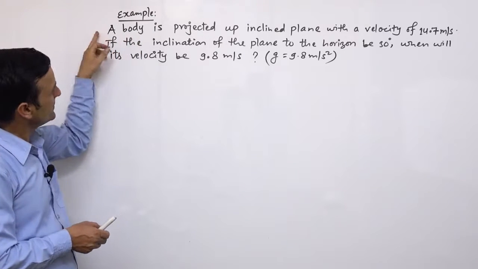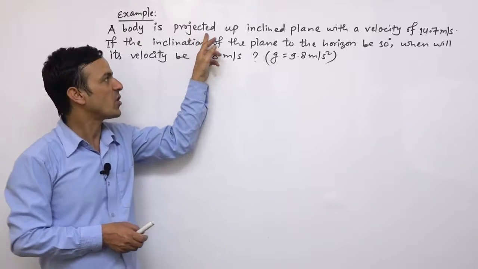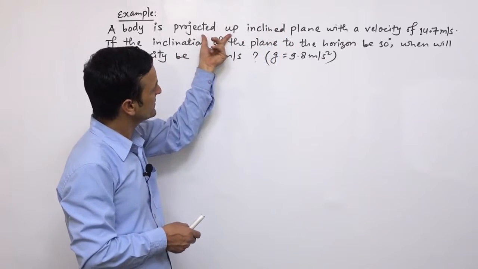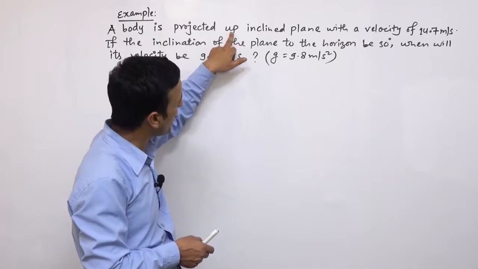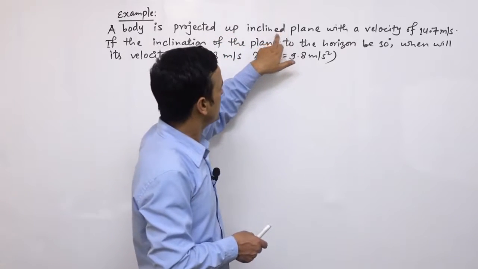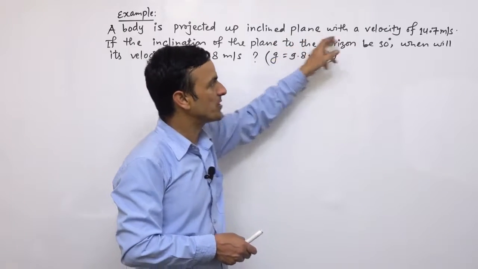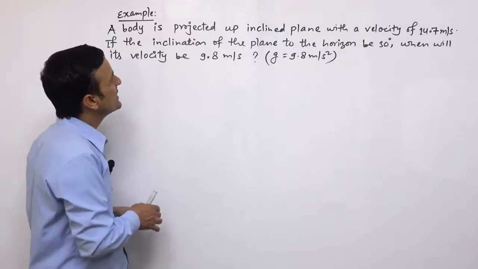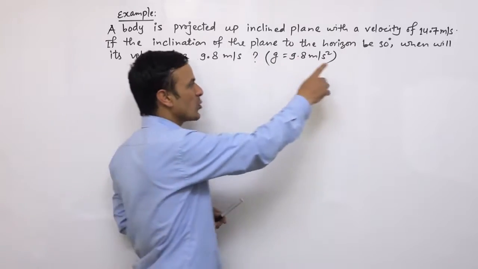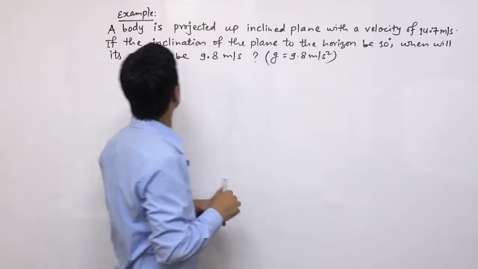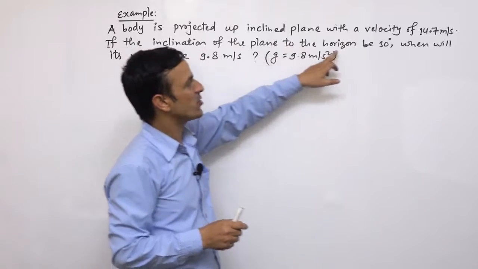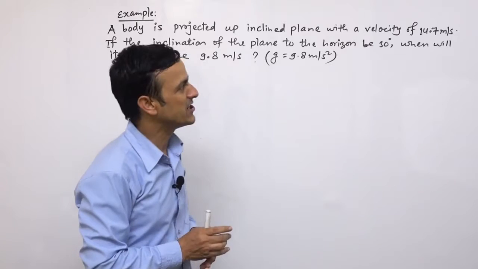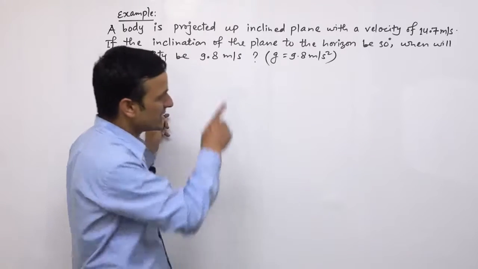So what is given? A body is projected up. It is moving upward according to the question. It is not sliding downward. It is up, and it is based on an inclined plane with a velocity of 14.7 meter per second. So it is the initial velocity, and the inclination of the plane to the horizon is 30 degree. So this will be the theta angle of inclination. We can write down theta.